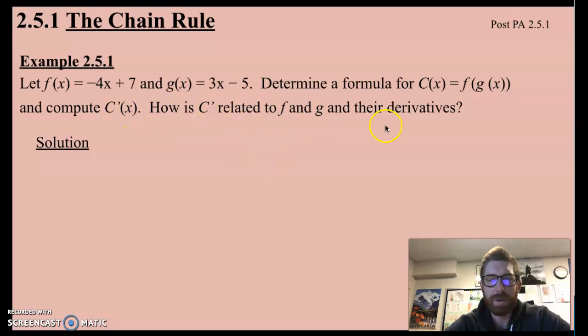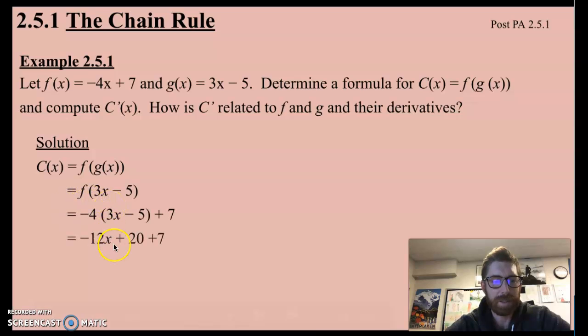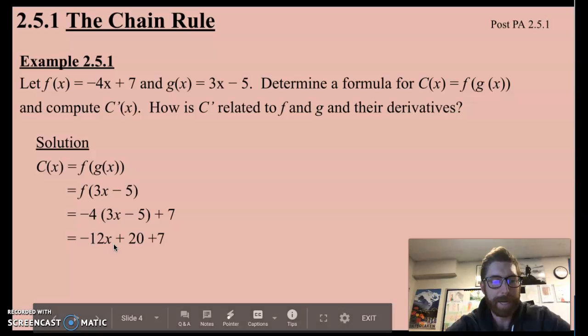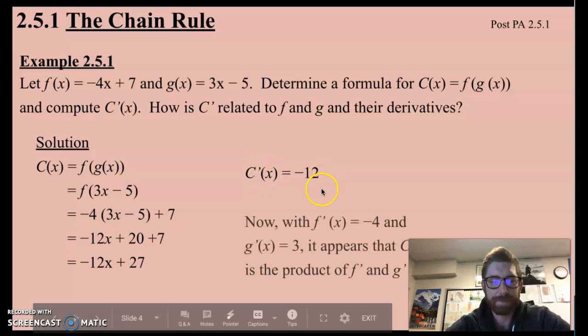So what I can do is take g of x and plug it into f of x. So c of x equals f of g of x, right? I can take that g of x, which is 3x minus 5, which I got from right here, and plug it into f of x. And then I can do some quick algebra, some quick maths, like they say in Britain, and I can find its derivative real quick by doing the power rule, and I get c prime of x equaling negative 12.